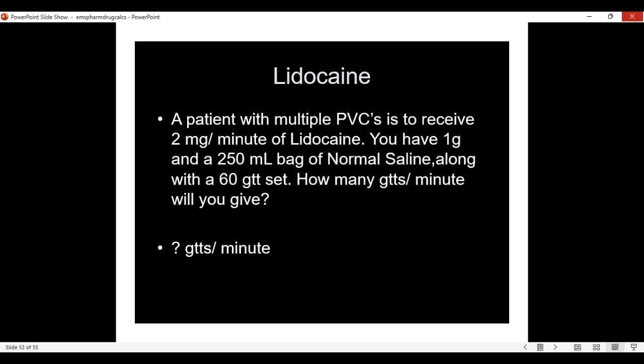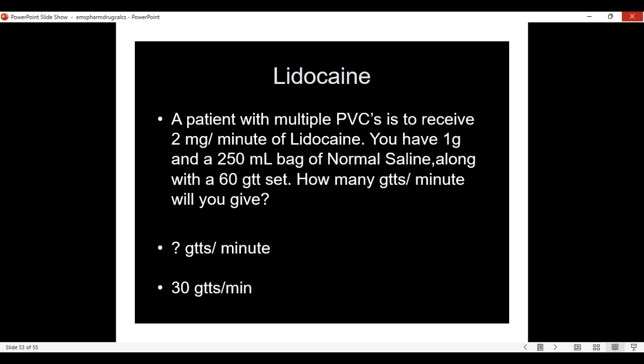So we have the 60 drop tubing. So we're going to convert the 1 gram to milligrams, which would be 1,000, and divide that by 250 would be 4. So we do have the 4 milligrams per milliliter, so we can use the clock method, right? So 2 times 15 would be 30, right? So our answer is 30 drops a minute.